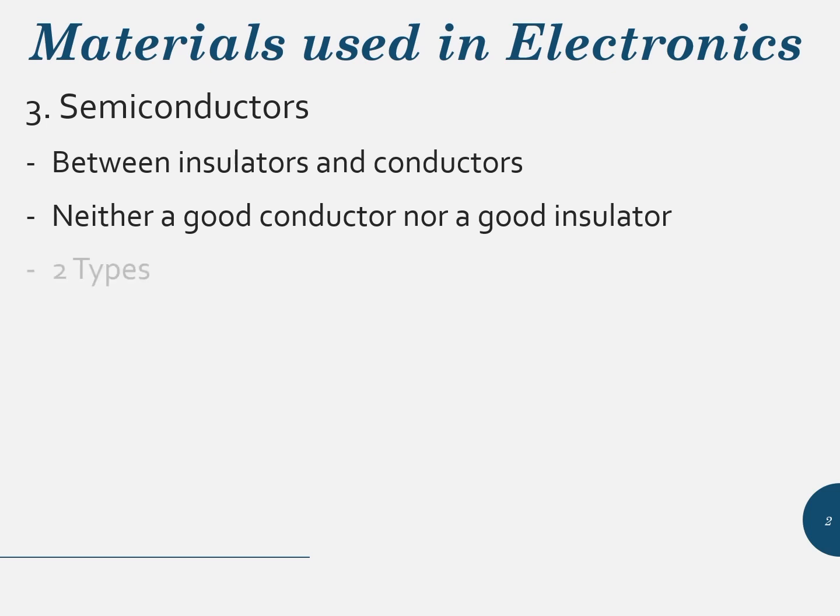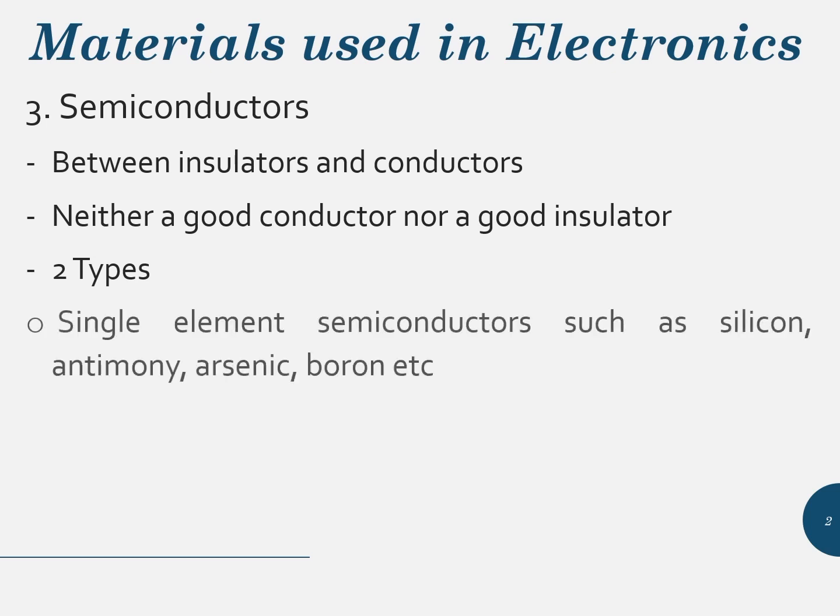There are two types of semiconductors. First is single element semiconductor. The single element semiconductors are characterized by atoms with 4 valence electrons. These single element semiconductors are silicon, antimony, arsenic, boron, etc.